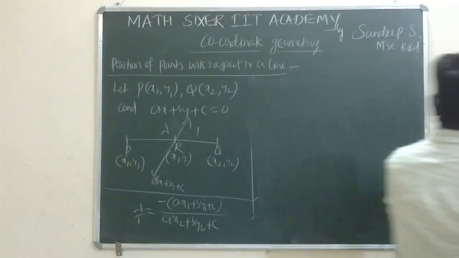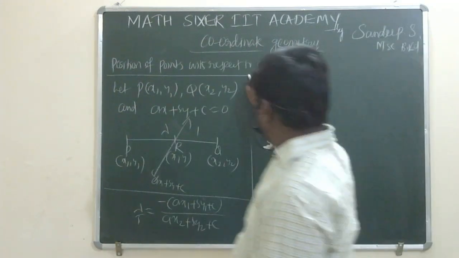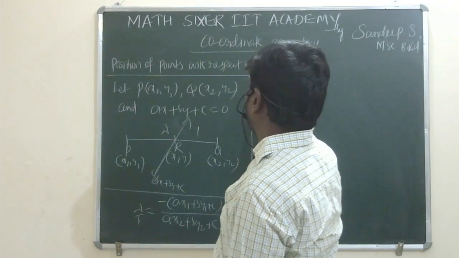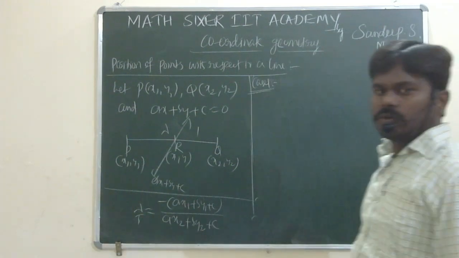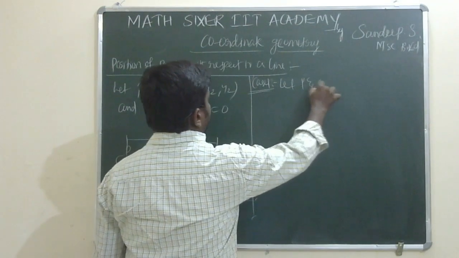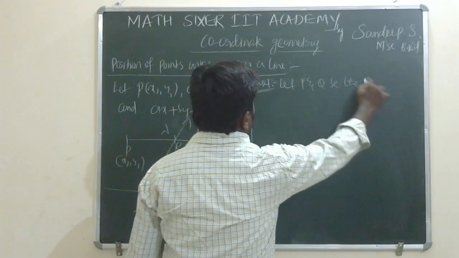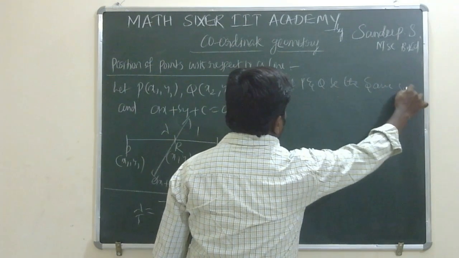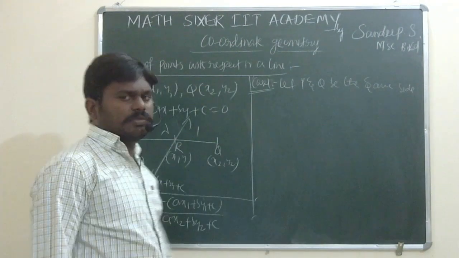Now, case 1. In this case, first you take, let P and Q be on the same side of the line.